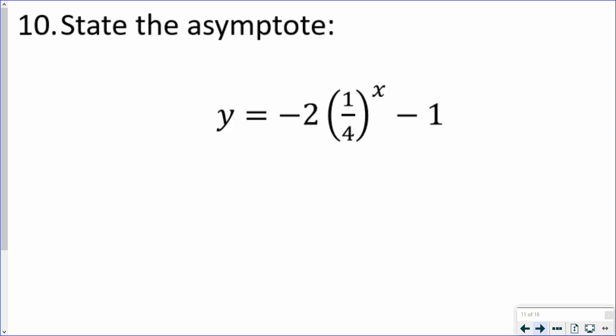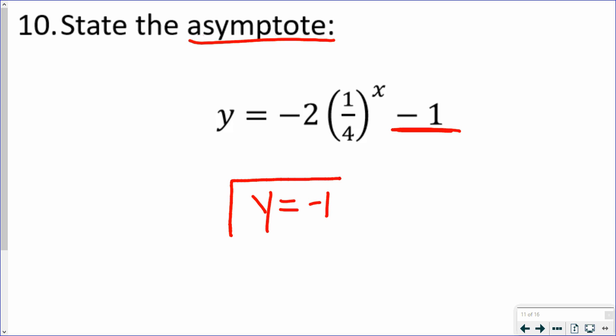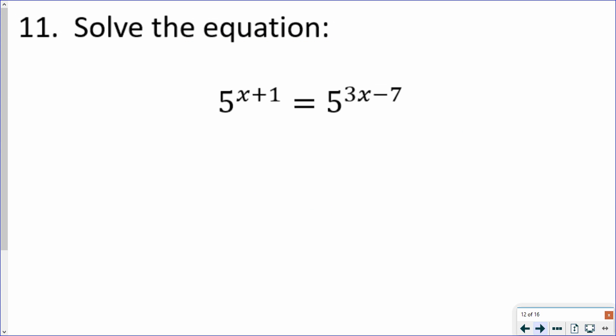Okay, time's up. So this one we just want the asymptote, so that is always y equals a number for exponential functions, and it's always y equals this k value. So y equals -1 is your asymptote. Okay. All right. Solve the equations. I'll give you 2 minutes on this one, starting now.